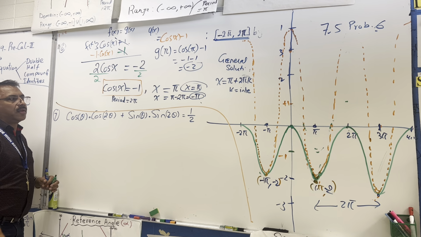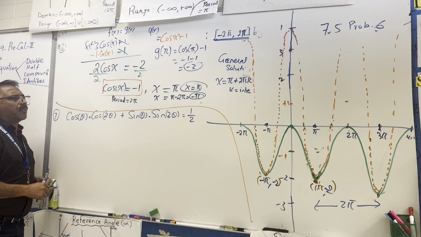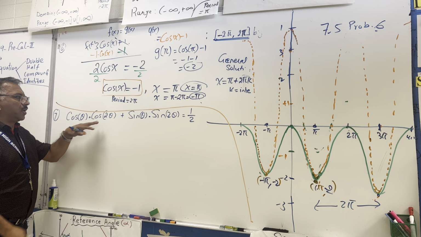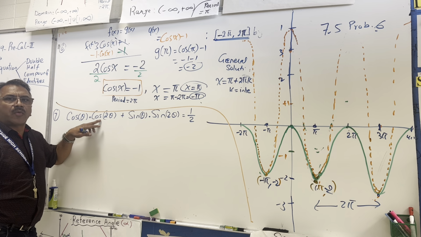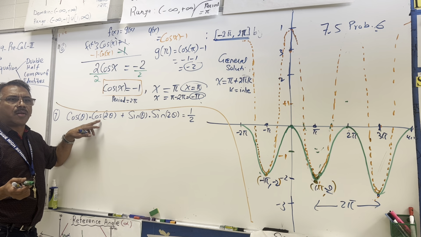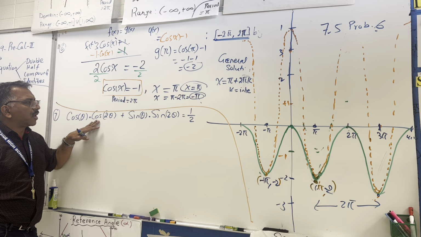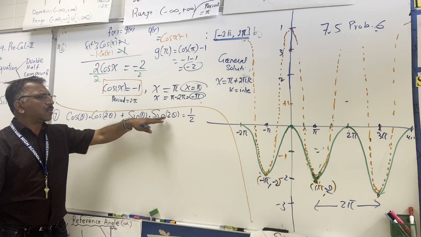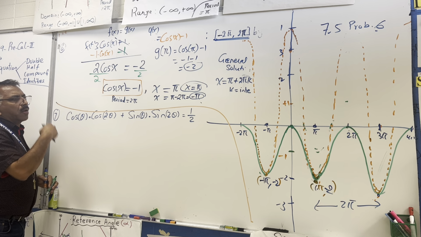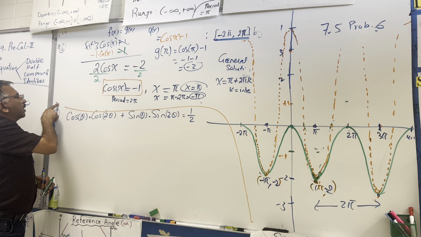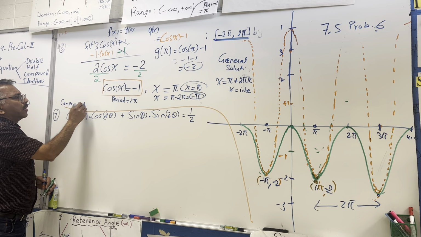Now comes a little easier type of question, but when you look at it, what are the options? Are we going to use the double angle formula here? Cosine 2 theta has 4 forms: cos square minus sine square, or 1 minus 2 sine square, or 2 cos square minus 1, or 1 minus tan square over 1 plus tan square. If you do that, it would be too much of a mess here. But I wanted to recall the compound angle identities.